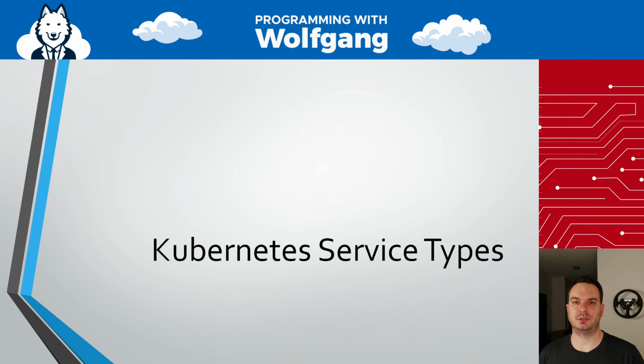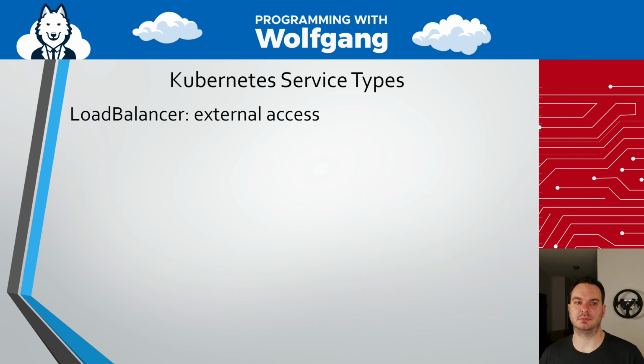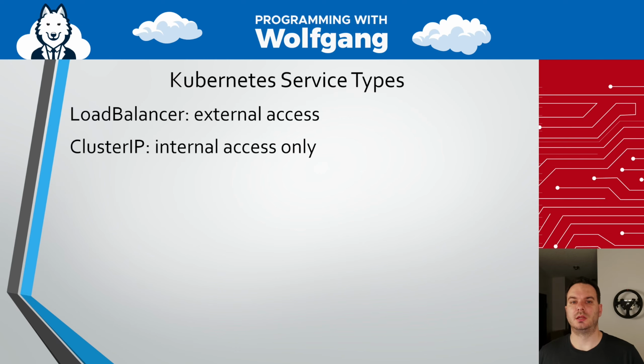So let's first talk about the service types we have in Kubernetes. The first one is the load balancer type. And this type enables us to have access from outside the cluster. In Azure, our service gets a public IP address, and this means we can access our service over the internet. The opposite of this would be cluster IP, and this gives us an internal IP. This means only from within the cluster we can access our service. Then there are two other types, node port and external name. They're not very often used, so therefore we are going to ignore them for now.